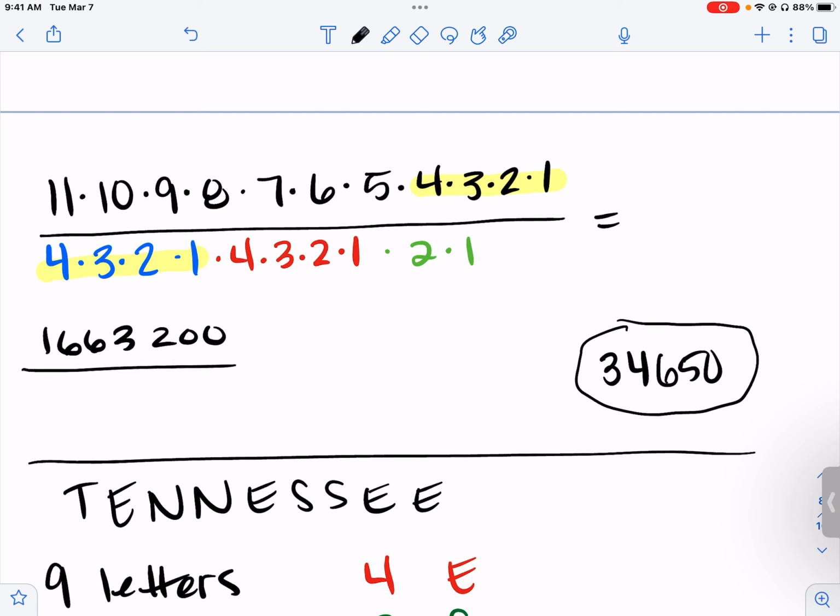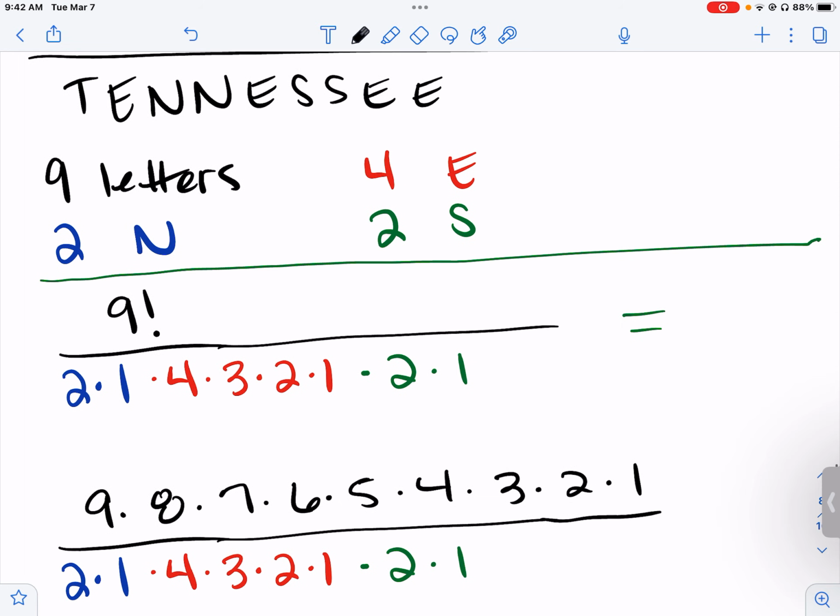Okay, so what's in yellow canceled out. So what do we have on bottom? 4 times 3 times 2 times 1 times 2 times 1, which is 48. Okay, then we divide, and we get 34,650.